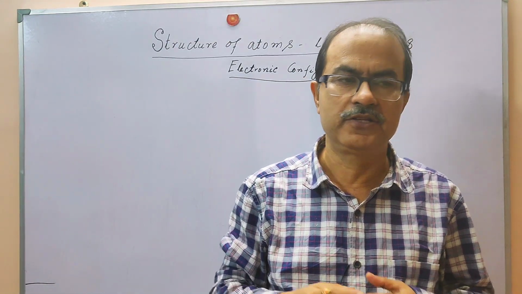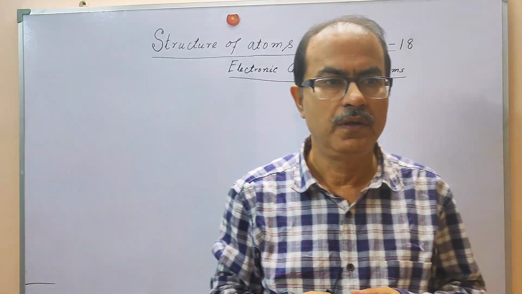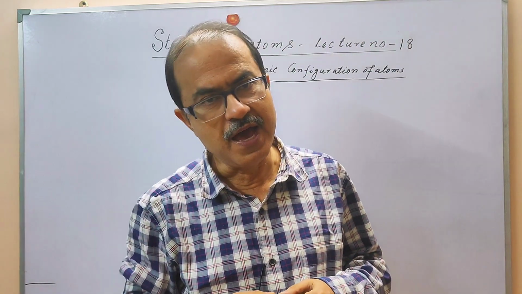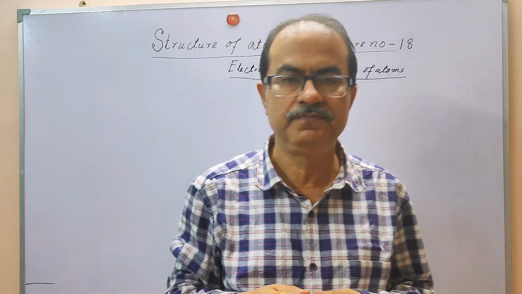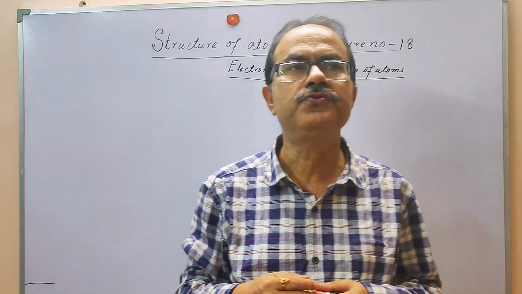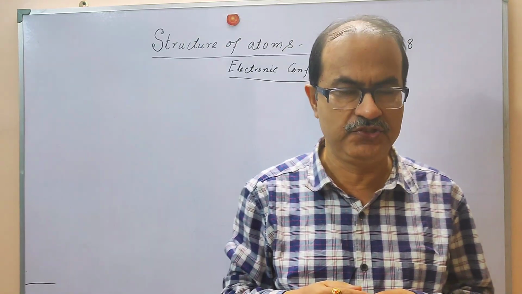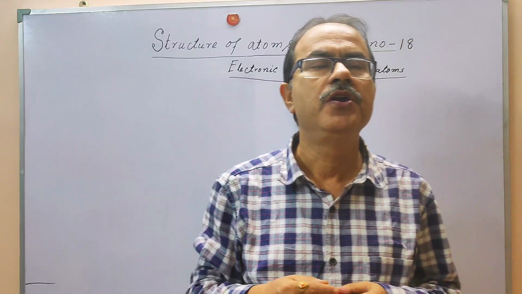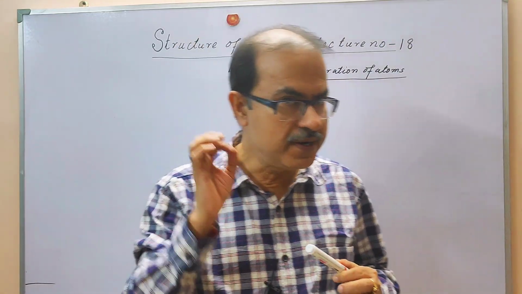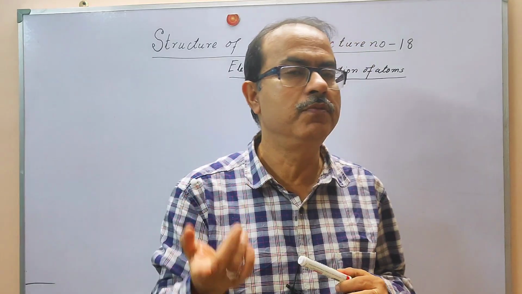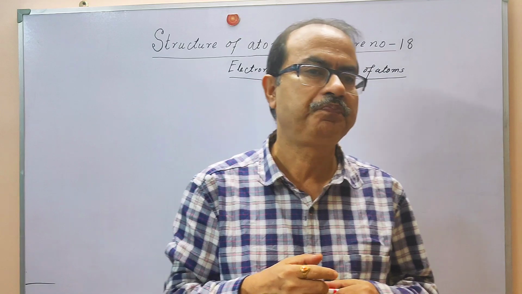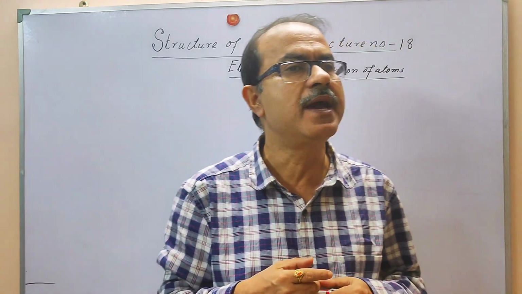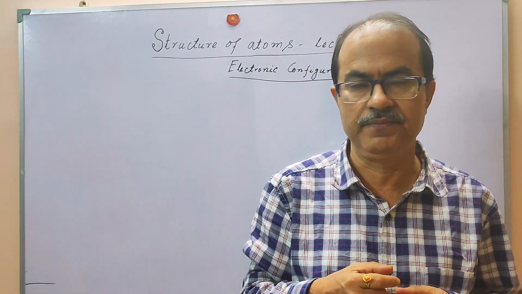Electronic configuration. What do we mean by the electronic configuration? Let us first understand. Electronic configuration means the arrangement of the electrons in the atoms and in the various orbitals. How the electrons in the atoms have been arranged. Basically, if we know the rules governing the filling of the atomic orbitals in the atoms, you can easily write the electronic configuration of any atom if you know its atomic number.